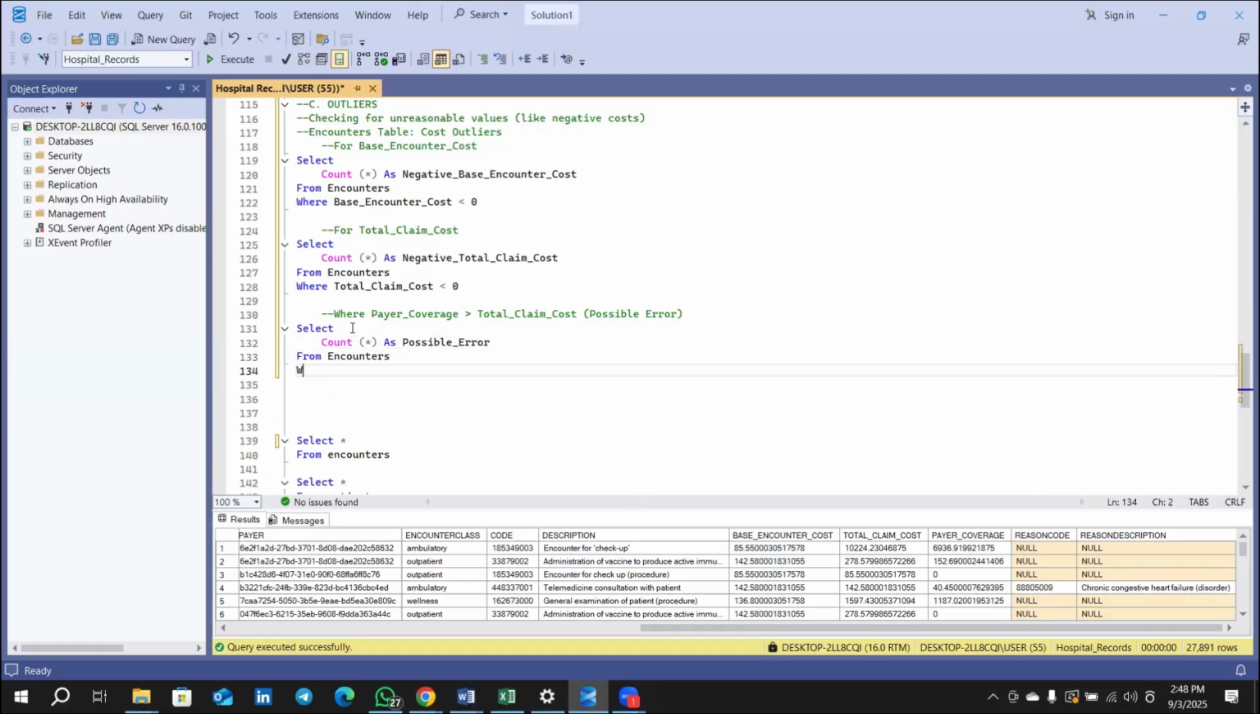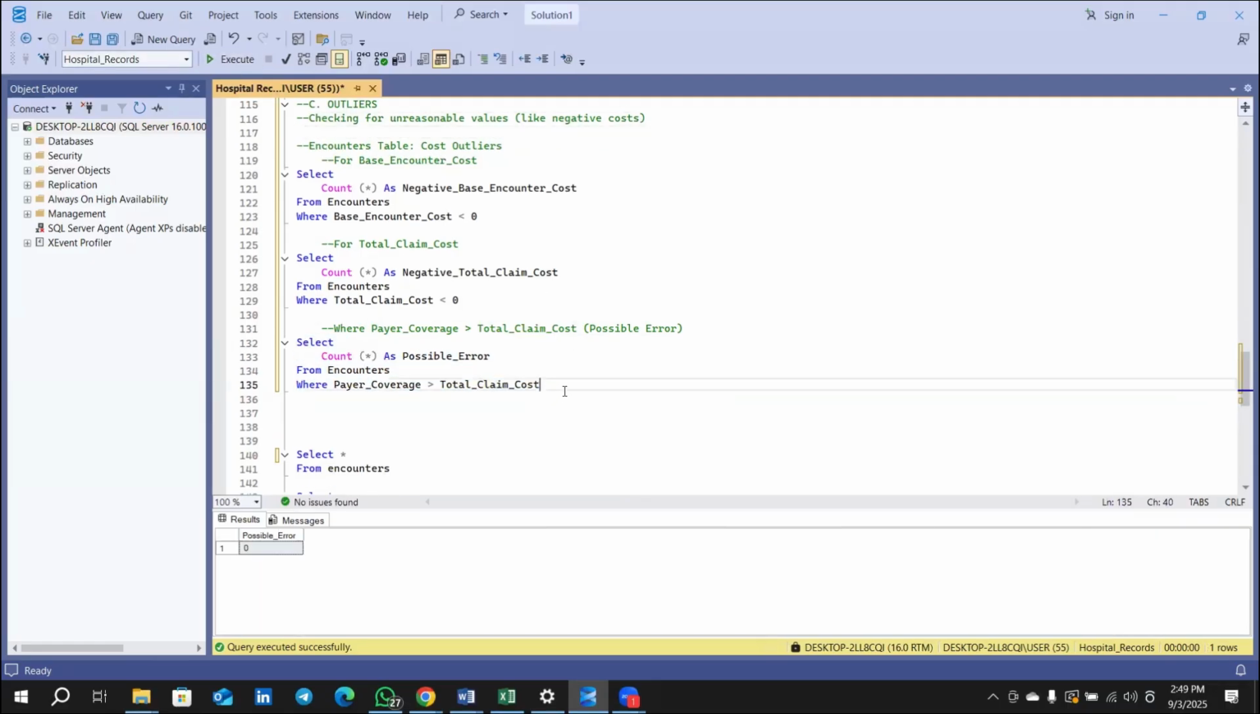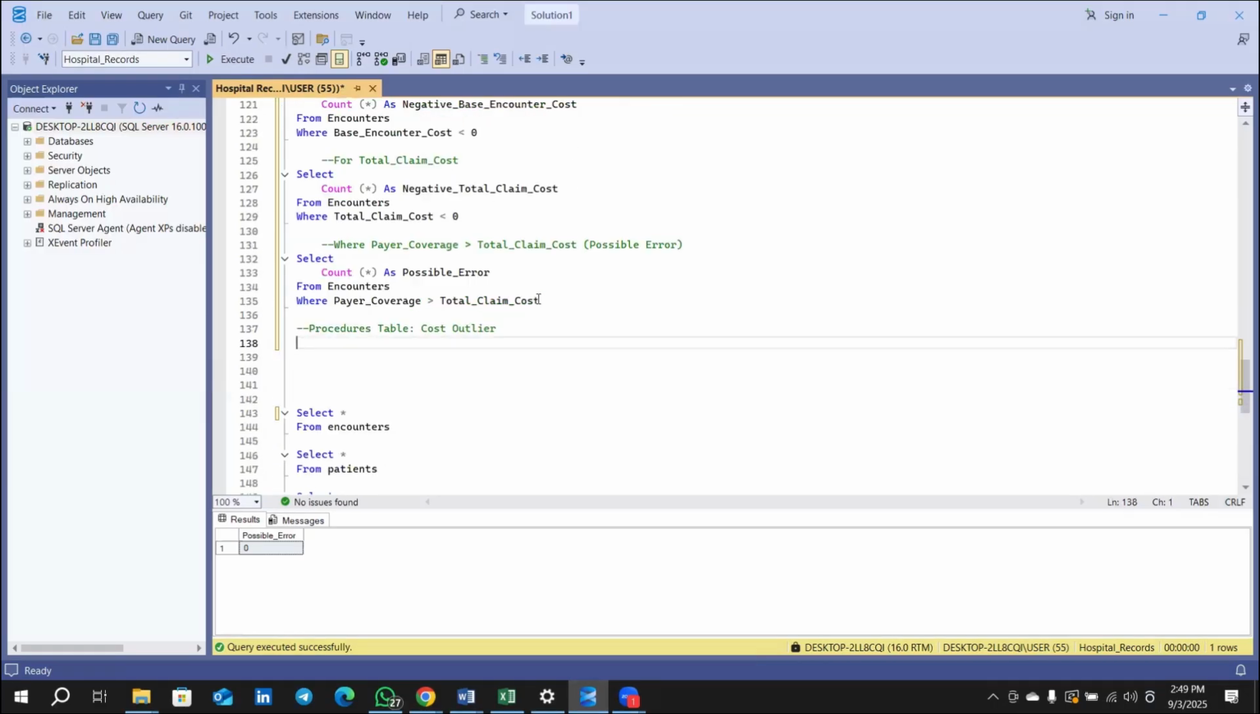So I say select count star as possible error from encounter table, where payer coverage is less than the total claim cost, and after checking this, I had 0. That means I am good to go with that particular column. Afterwards, I went to the procedure table. We want to look at cost outliers as well.